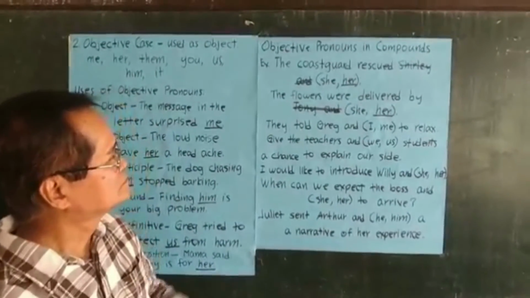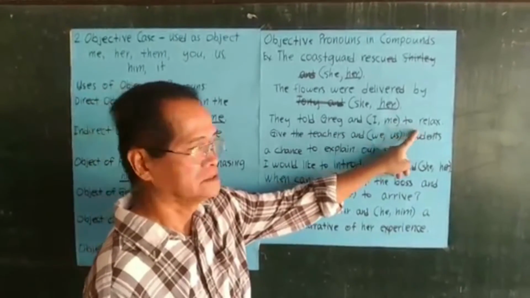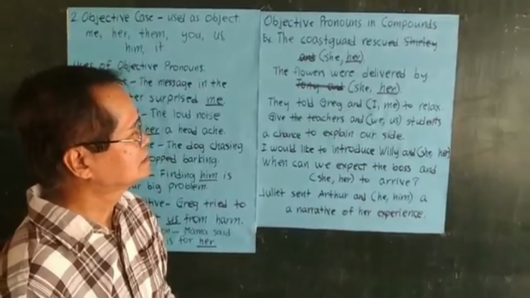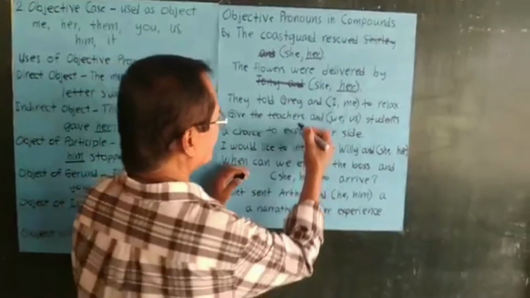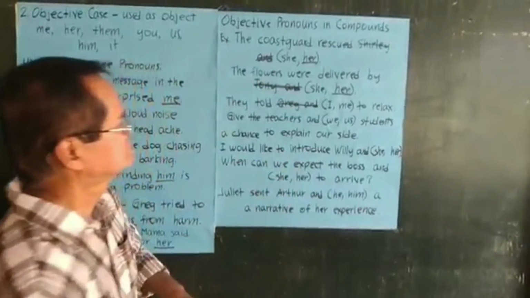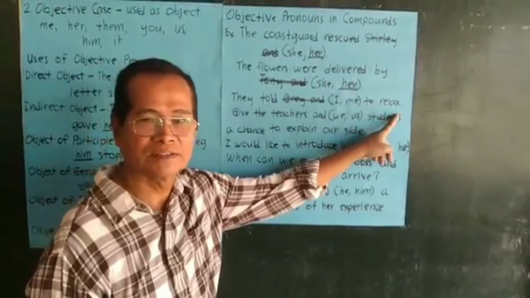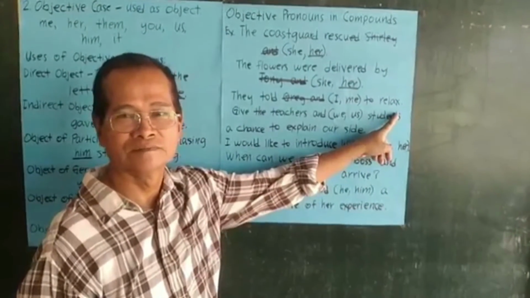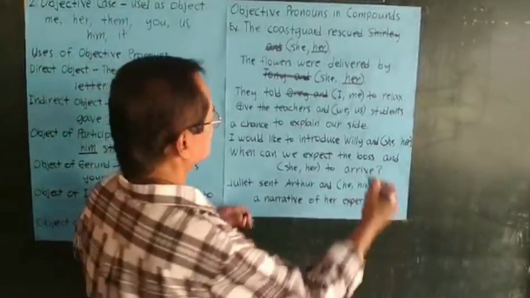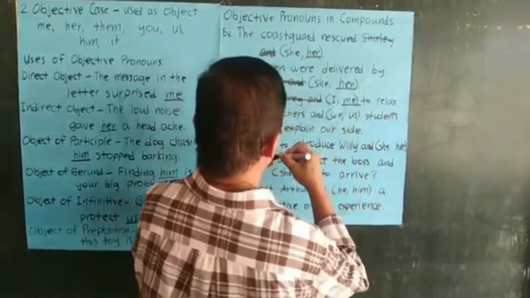Next example. They told Greg and I or me to relax. Now the same technique, just disregard Greg and. They told me to relax. Sounds correct, isn't it? Alright, it conforms with the rule in grammar. So here, our answer is, they told me to relax.